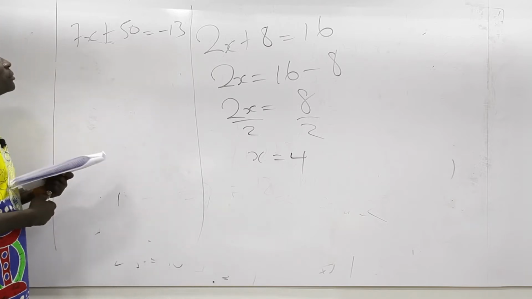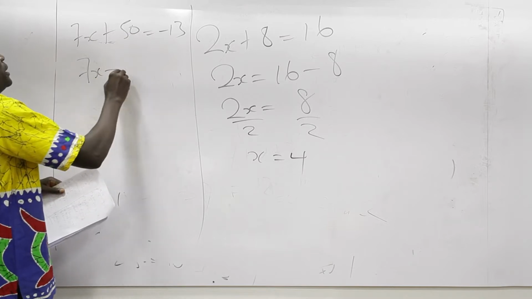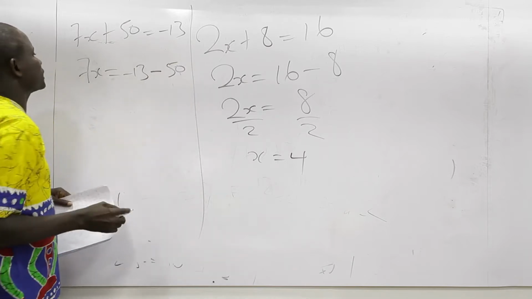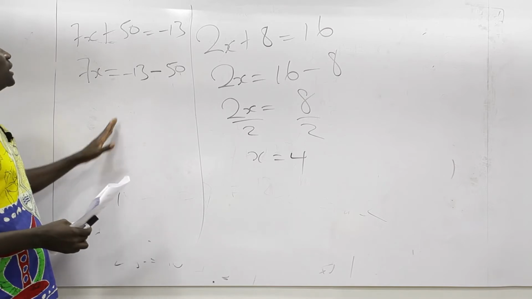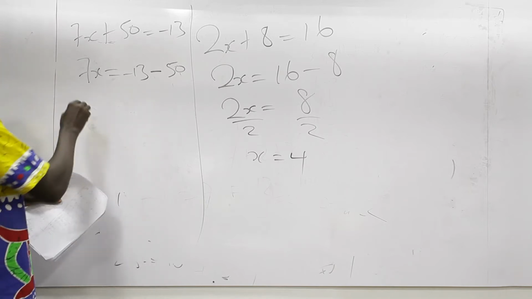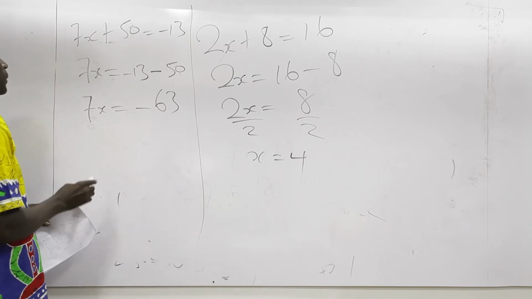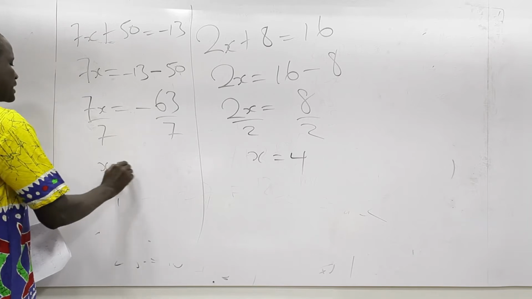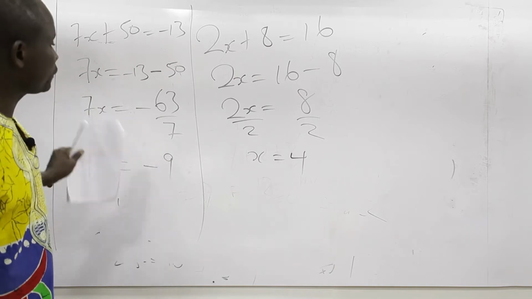Once again, what happens? Here, I'm having my 7x. Negative 13 is here. So the 50 crosses, it also becomes minus. Is that okay? And remember that when you reach algebraic expressions, negative 13, negative 50 will give you negative 63. I'm repeating. So here is 7x is equal to negative 63. So dividing through both sides by 7, x is equal to what? Negative 9. Is that okay? x is equal to negative 9.